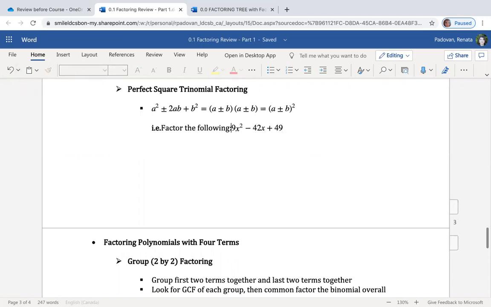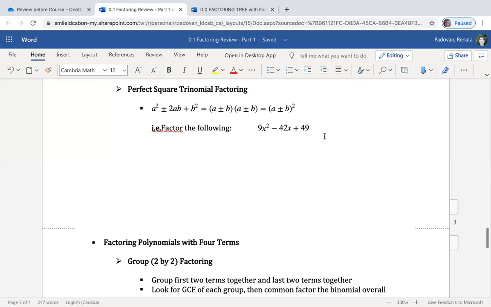So if we look at this question here, we have 9x squared minus 42x plus 49. Right away, we can see it's not a binomial, so I'm not looking at difference of squares or difference of cubes if I'm going in order of the note so far. It's a trinomial. It's not simple because a is not 1, it's complex.